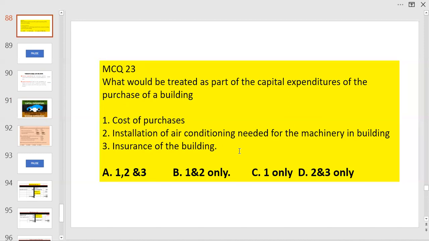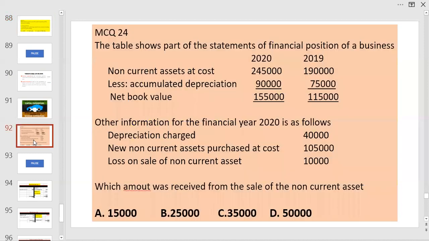If one day is passed, the insurance is not valid. So this is a revenue expenditure. Therefore, the answer is 1 and 2, which is shown in the B, and this is perhaps the answer. We'll move into the next question. It says, the table shows part of the statement of financial position of a business.